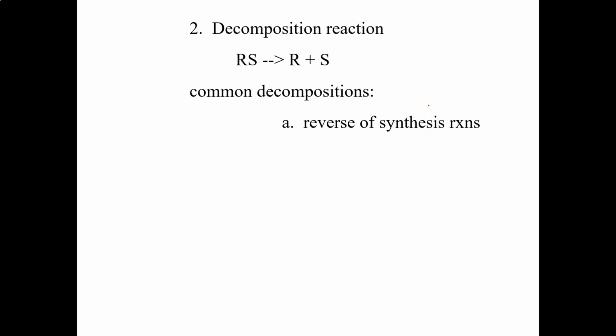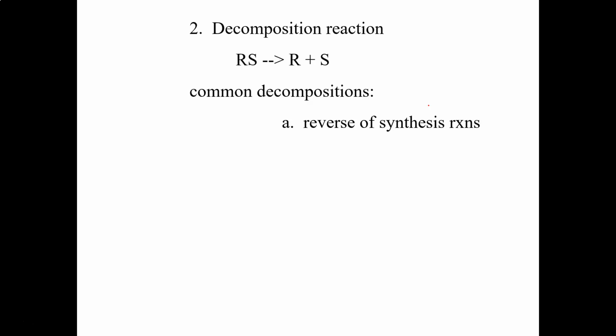We just learned that a metal and a nonmetal make an ionic compound. A nonmetal and a nonmetal make a molecular compound. Nonmetal oxides and water make acids. And metal oxides and water make bases, metal hydroxides. So for those 4, if you run them in reverse, you can figure out how to split your reactant.